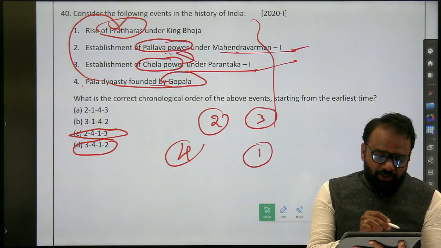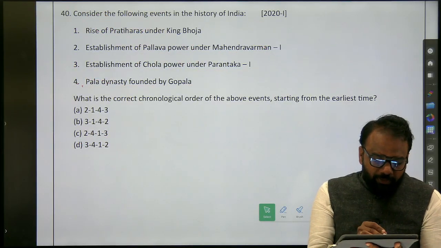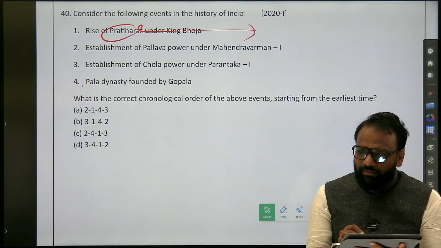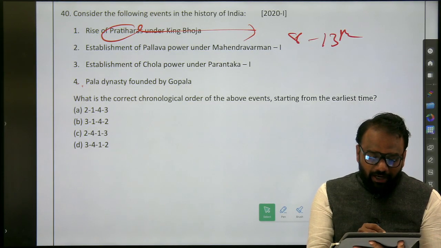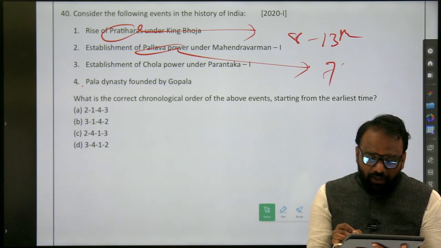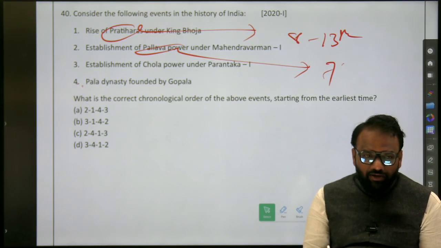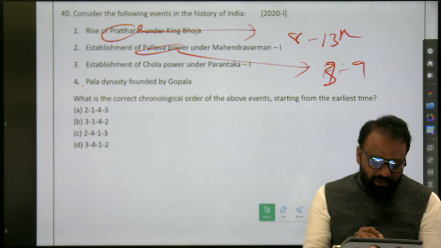What is the alternative approach? Okay, an alternative approach, but it will be a bit tricky. Pratiharas, which century to which century? 8 to 13. Pallavas, 3 to 9. But they became powerful in the 6th century, Pallavas. Okay. Next, Cholas.